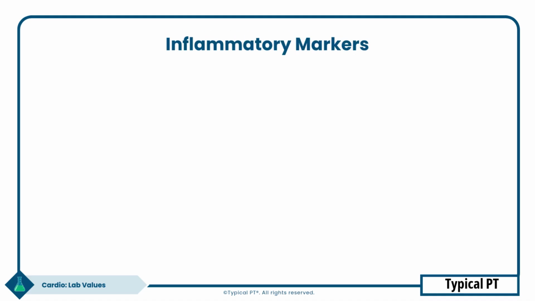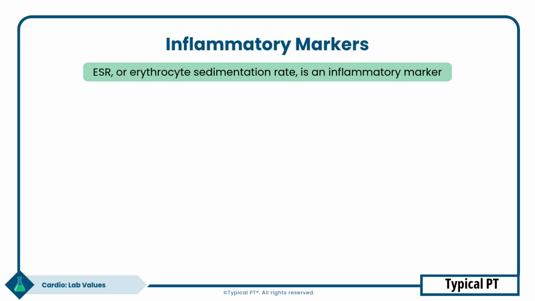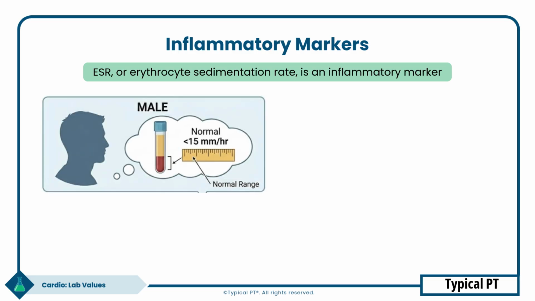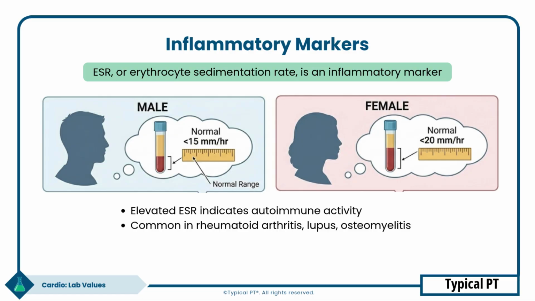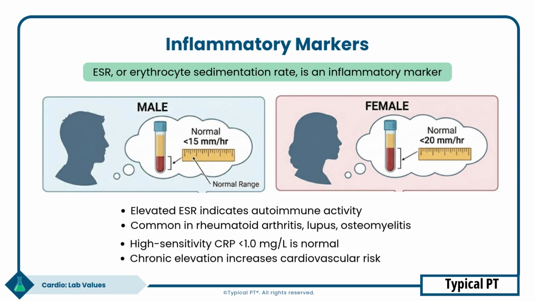The last two lab values we have left to discuss are ESR and CRP. ESR, or erythrocyte sedimentation rate, is an inflammatory marker. Normal is less than 15 millimeters per hour for males and less than 20 for females. Elevated ESR is common in autoimmune conditions like rheumatoid arthritis, lupus, and osteomyelitis. High sensitivity CRP should be less than 1.0 milligrams per liter. When it is chronically elevated, cardiovascular risk increases regardless of other factors.